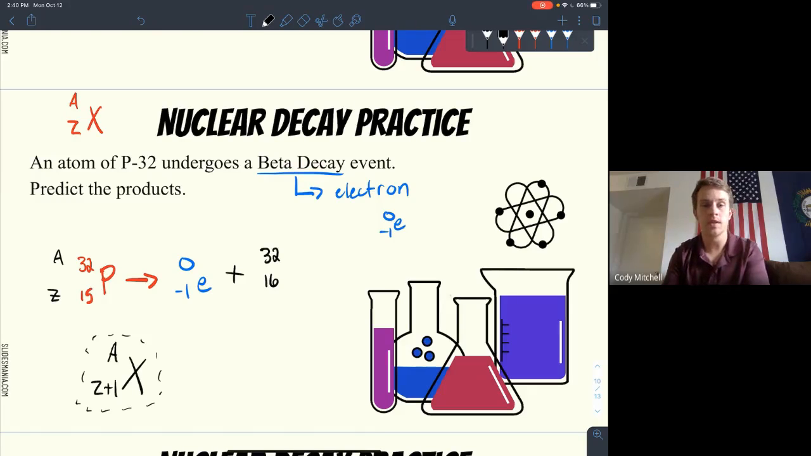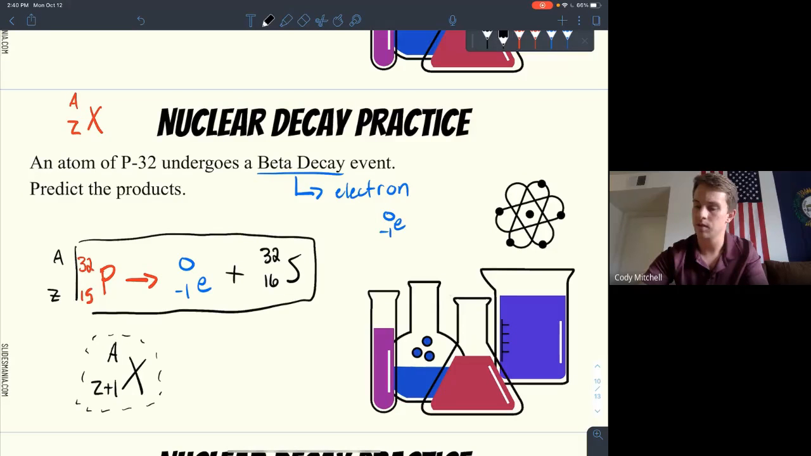Okay, and again, the reason it does this is to balance out. 15 on the bottom here on the left has to be equal to -1 plus 16, and that's just 16 minus 1, which is 15. If we go to the periodic table, find the element with an atomic number of 16, you get sulfur, which is S. So this is what the correct answer for beta decay is going to look like.